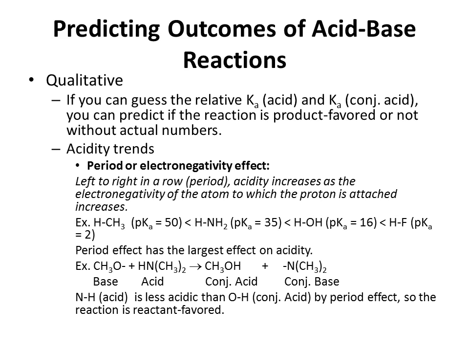Since NH in the acid is less acidic than OH in the conjugate acid by period effect, the reaction is reactant favored. So you would see very little product formation here. You would mostly see that the base and the acid would stay just the way they are. There would be no proton exchange. There would essentially be no reaction.